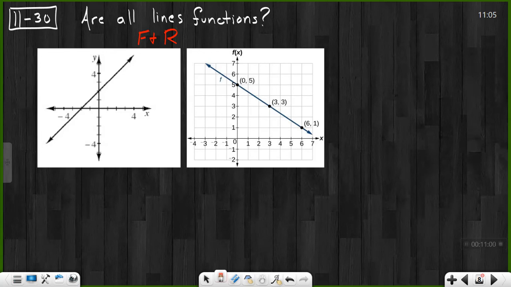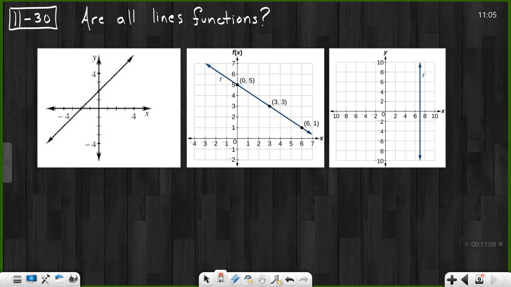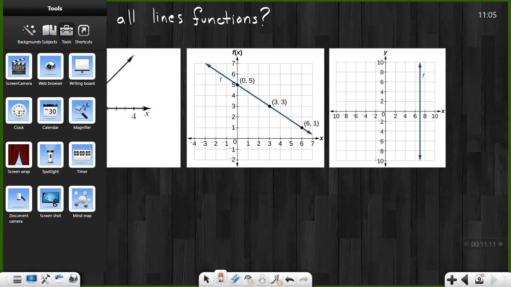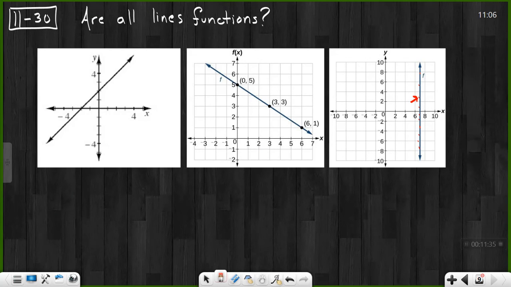So the question is, are all lines functions? Well, think about that for a moment. Pause the video. Are all lines functions? Well, coming back now, I'll show you this one right here. Does that one pass my vertical line test? Well, being that it's a vertical line, will it pass my vertical line test? Right now, I'm not touching anything, but all of a sudden, boom, right there, I hit that vertical line. How many times am I touching it? Well, I'm touching it infinitely, all the way down. That makes this a relation only.